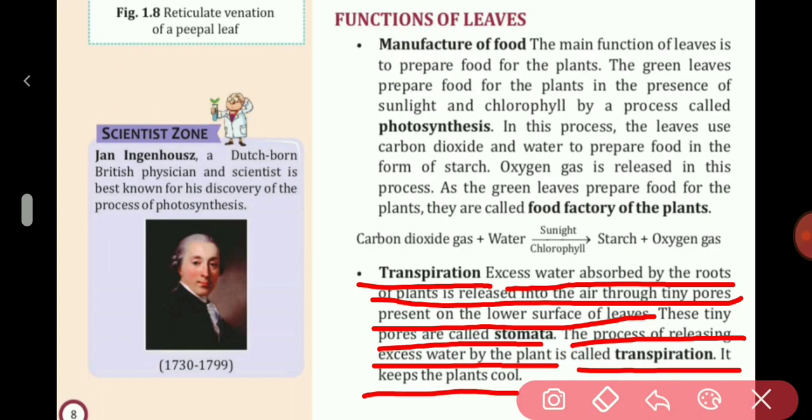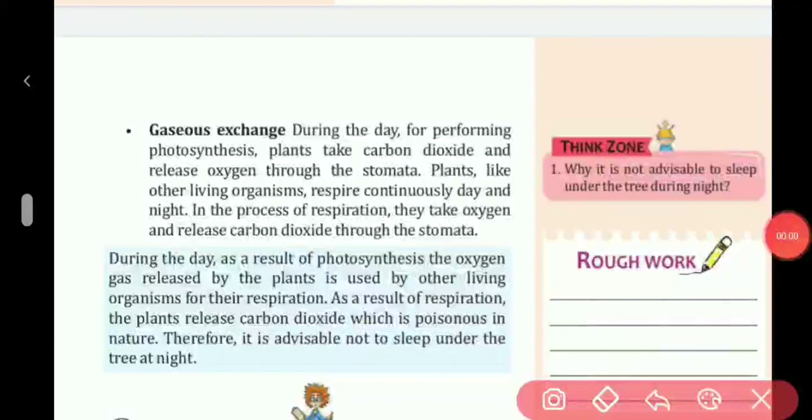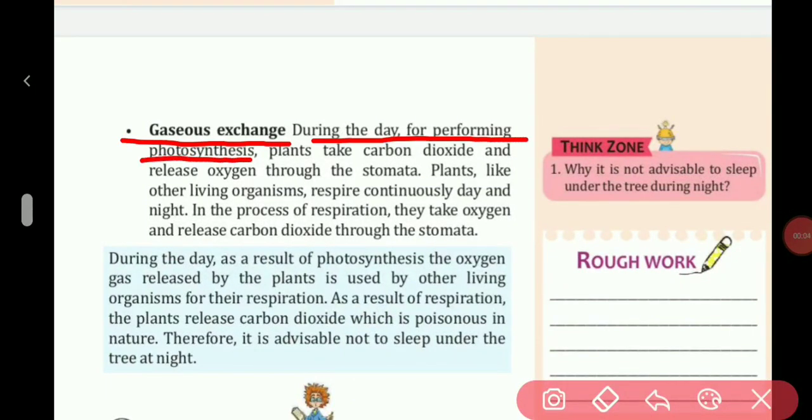It keeps the plants cool. Third function of the leaves is gas exchange. During the day, for performing photosynthesis, plants take carbon dioxide and release oxygen through the stomata. So they continuously take carbon dioxide and release oxygen for the process of photosynthesis.